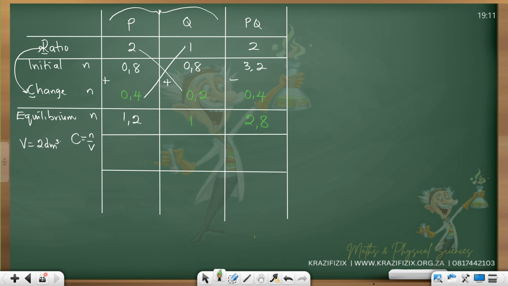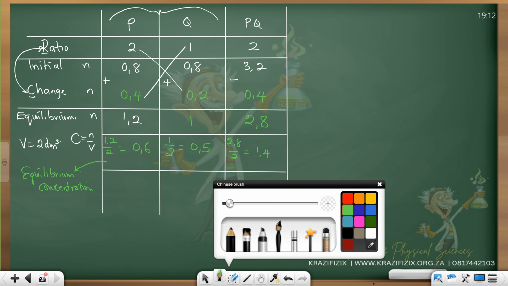Can I get my concentration? Number of moles divided by volume. Do we have our volume? 2. So what do we have here? 1,2 divided by 2 should give me what? 1 divided by 2 should give me what? 0,5. And 2,8 divided by 2 should give me what? This is known as my equilibrium what? Now this would not change. And this is where we talk about chemical what? Equilibrium. At this point, what is our Kc?